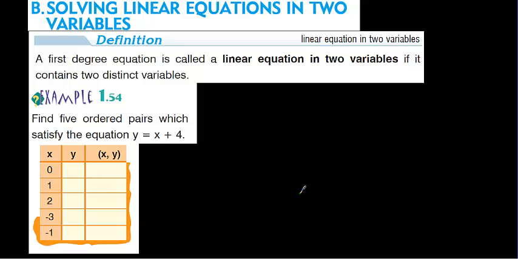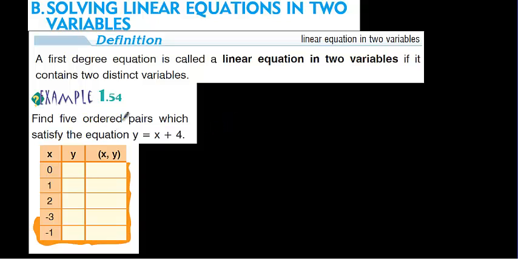In this video, I'm going to explain solving linear equations in two variables. As you understand, a first degree equation with two variables is called a linear equation in two variables. And they must be two different variables. Y and X is an example here, and I'm going to try to explain everything better with the example.